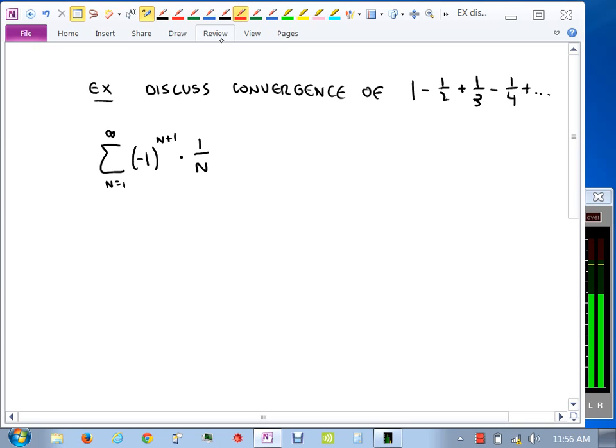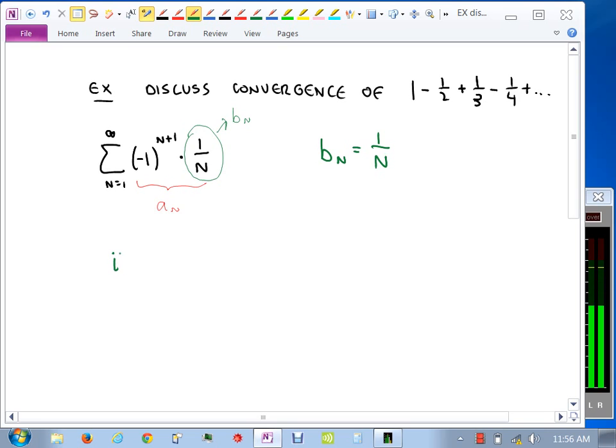That whole thing, all of it, is a sub n, right? But the part over here, 1 over n, that's our b sub n, isn't it? That's the part that's always going to be positive. The part in front is the part that alternates. So what I want to know is if b sub n is 1 over n, if that's going to hold those two conditions that we had.